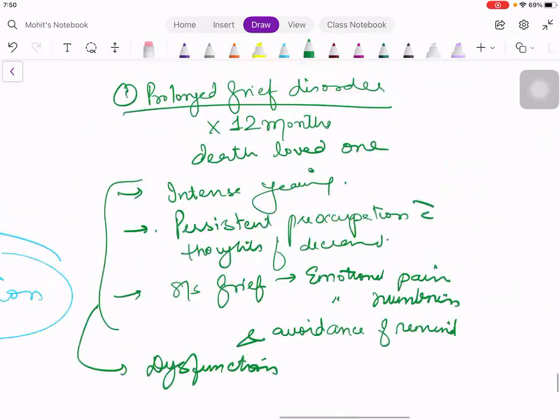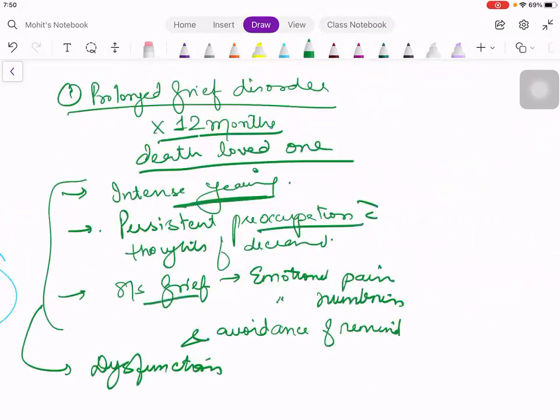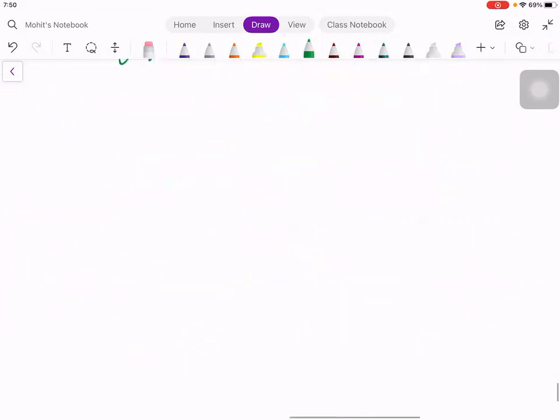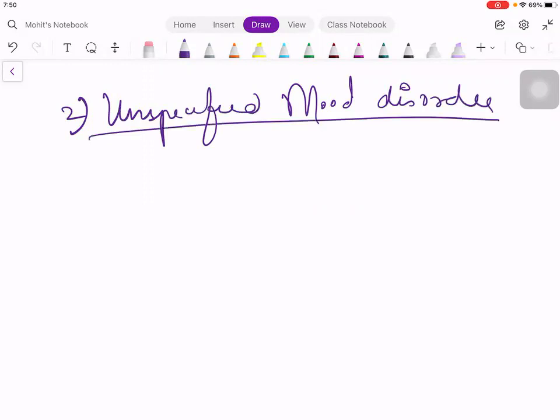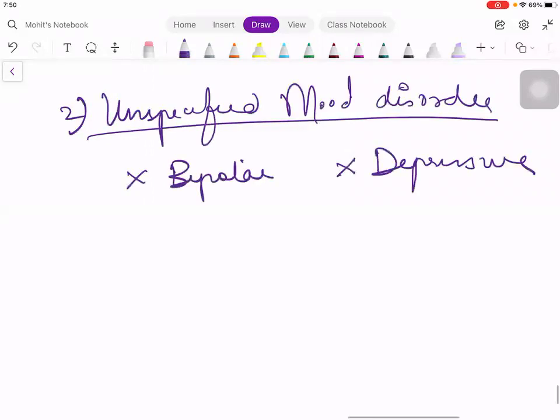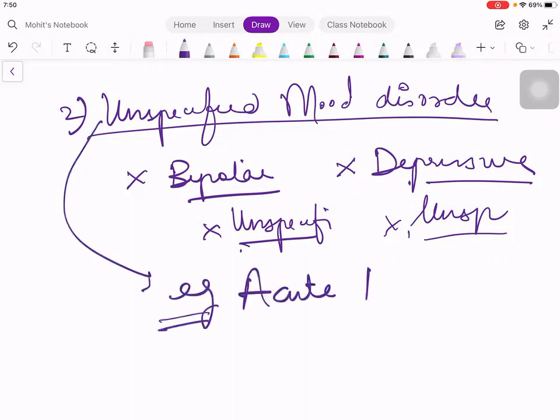So one is prolonged grief disorder: 12-month symptoms after the death of a loved one in the form of intense yearning, preoccupation with thoughts, emotional pain, numbness, and avoidance of reminders. Then the second entity that has been added is unspecified mood disorder. It is used when the symptoms are such that they cannot fit in any category of bipolar or depressive disorder, not even in their unspecified forms, unspecified bipolar disorder or unspecified depressive disorder. The symptoms are not such that any of these four categories are fulfilled. An example of unspecified mood disorder is acute agitation.